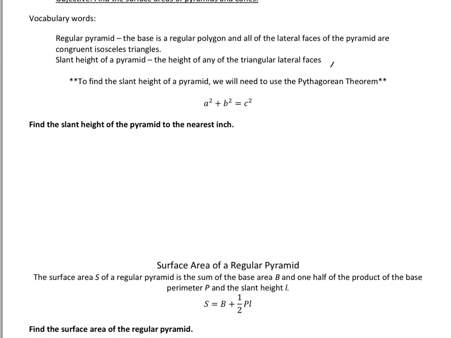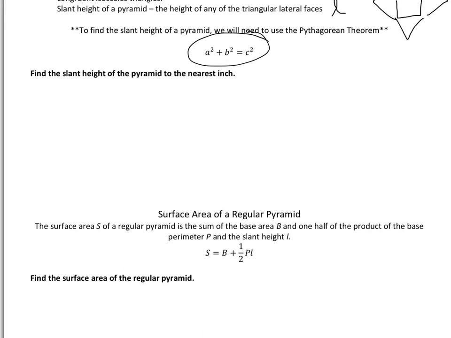We're going to use L, a kind of cursive little L, for slant height. The slant height is the height of any of the triangular lateral faces. So if we look at the net of a pyramid, the height of this triangle is going to be your L. Sometimes we aren't going to be given that dimension, so we're going to have to find it using the Pythagorean theorem, which we did last chapter.